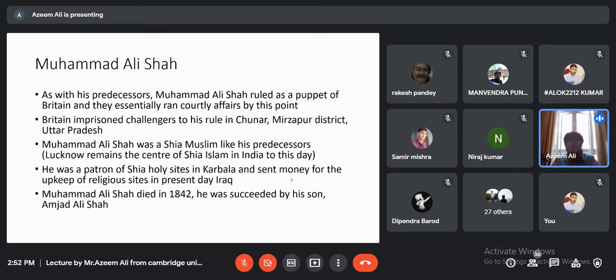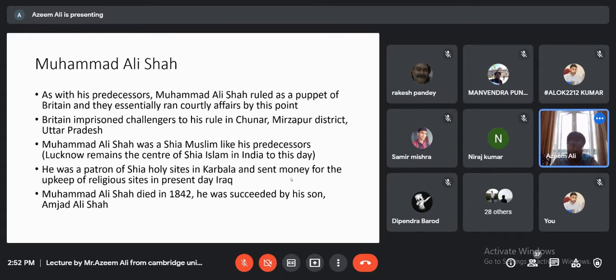As with his predecessors, Muhammad Ali Shah ruled as a puppet of Britain, and they ran courtly affairs for him at this point. Britain imprisoned any challenges to his rule in Chunar, Mirzapur district in Uttar Pradesh. Muhammad Ali Shah was a Shia Muslim like his predecessors, and it's for this reason that Lucknow remains the center of Shia Islam in India to this day. He was a patron of Shia holy sites in Karbala in Iraq, and sent money for the upkeep of religious sites in present-day Iraq. He died in 1842.